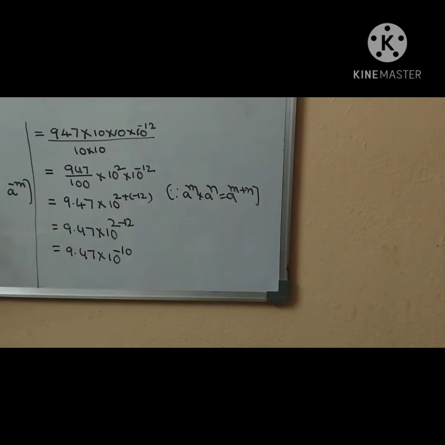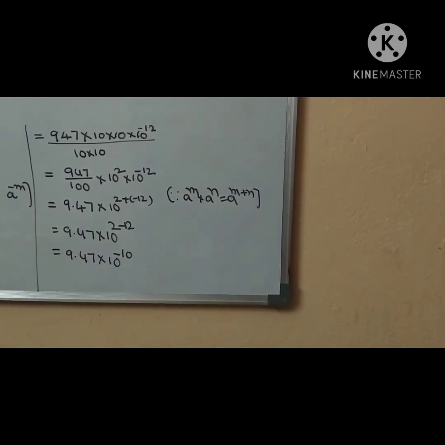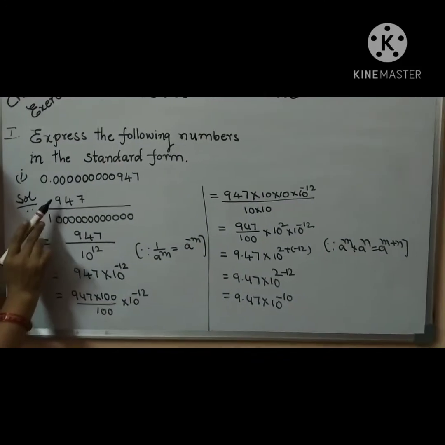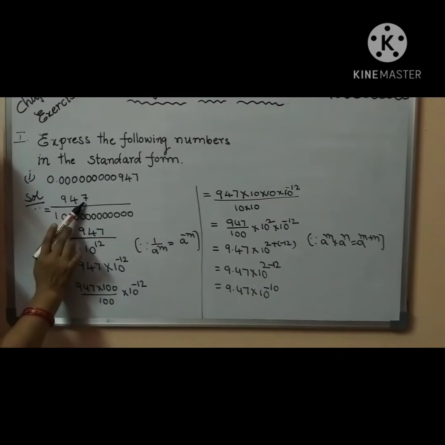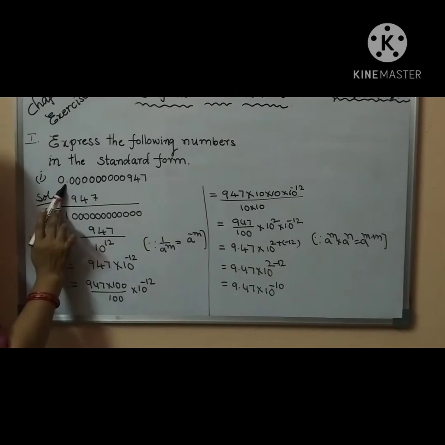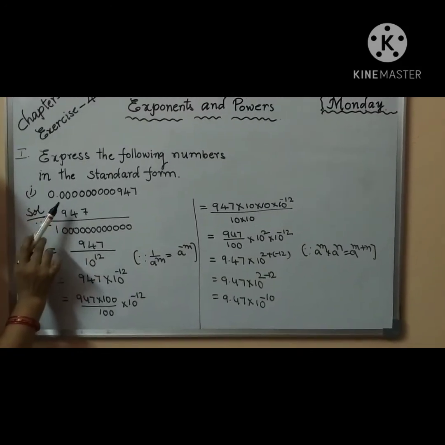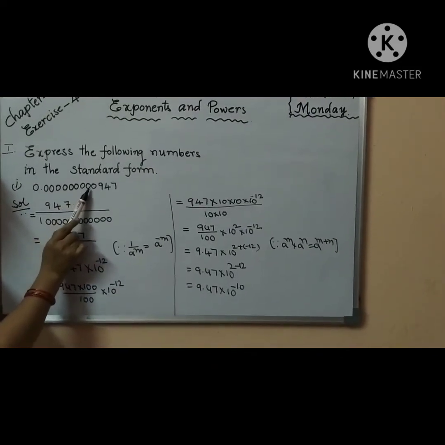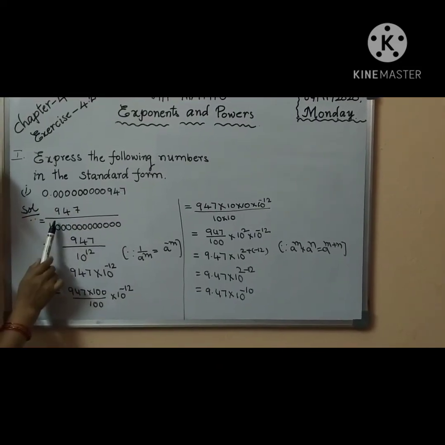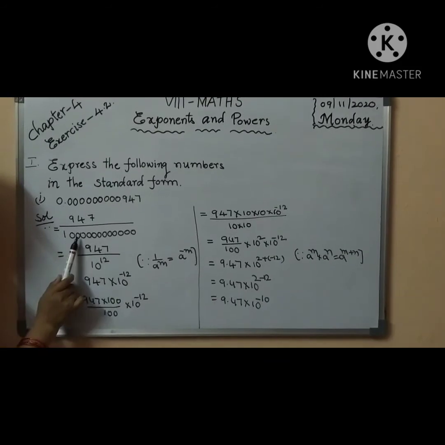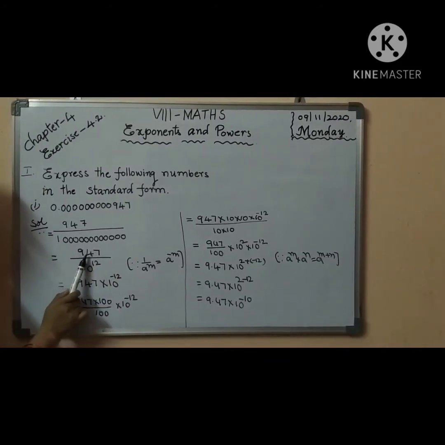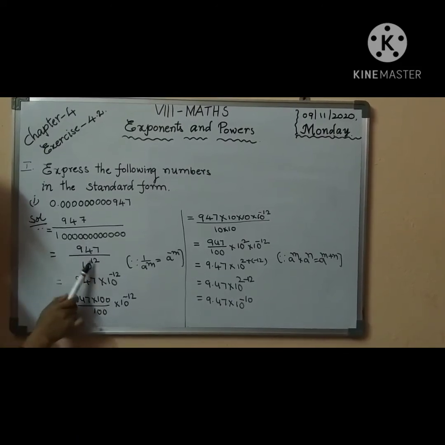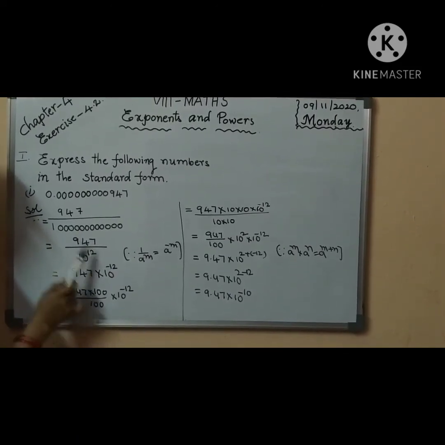Okay children, did you understand this problem? So observe that here a decimal number is converted to the standard form. 947, after the point how many digits are there? 1, 2, 3, 4, 5, 6, 7, 8, 9, 10, 11, 12. So we should write the denominator as 1 after 12 zeros. So write here 947 by 10 power 12, because here 12 zeros are there. So here 10 power 12.